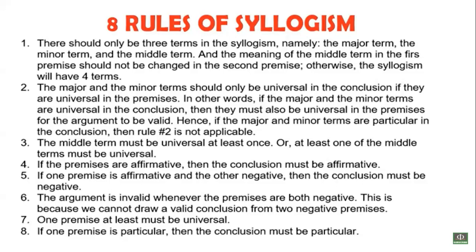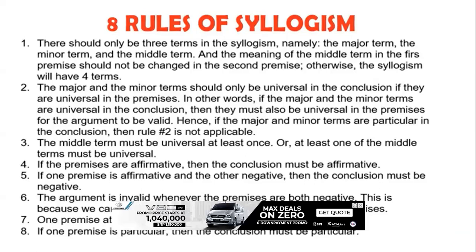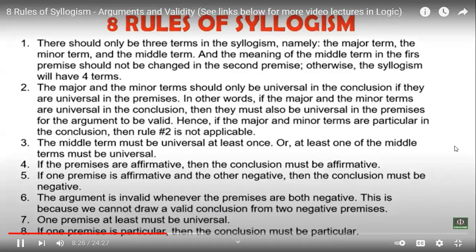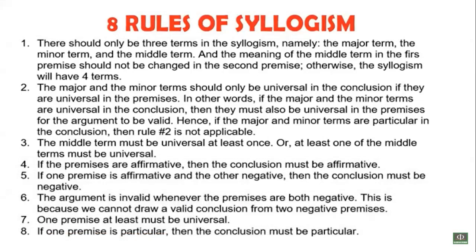3. The middle term must be universal at least once, or at least one of the middle terms must be universal. 4. If the premises are affirmative, then the conclusion must be affirmative. 5. If one premise is affirmative and the other negative, then the conclusion must be negative.